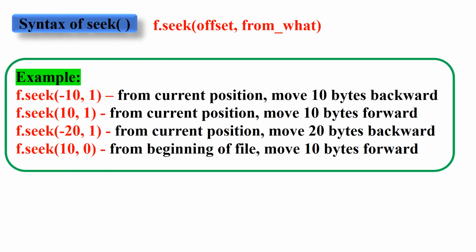Let's see some examples. f.seek(-10, 1). From current position, move 10 bytes backward. f.seek(10, 1). From current position, move 10 bytes forward. f.seek(-20, 1). From current position, move 20 bytes backward. f.seek(10, 0). From beginning of file, move 10 bytes forward.